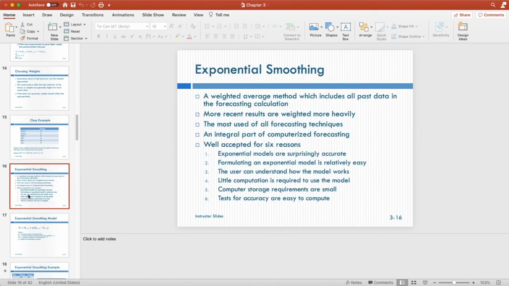Now, let's move to the third method, which is called the exponential smoothing method. You may wonder what the difference is between exponential smoothing and a weighted moving average. Actually, each method has its own advantage. In the weighted average method, we put different weights on different data, right?